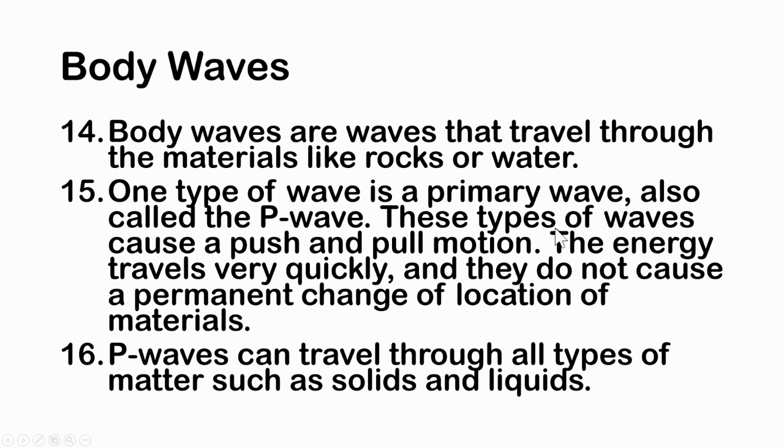So body waves are waves that travel through materials like rocks or water. One type of wave is the primary wave, also called the P wave. These types of waves cause a push and pull motion. The energy travels very quickly and they do not cause a permanent change of location of materials. P waves can travel through all types of matter, such as solids and liquids.